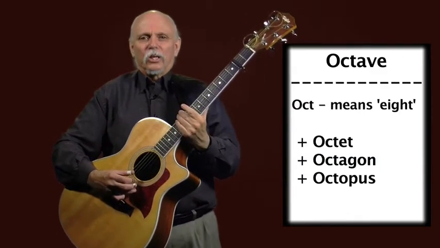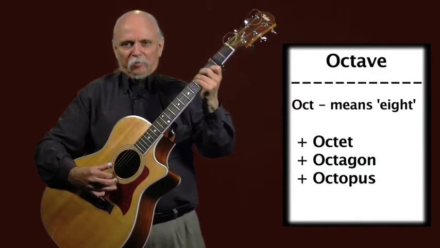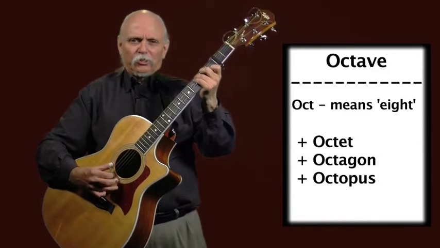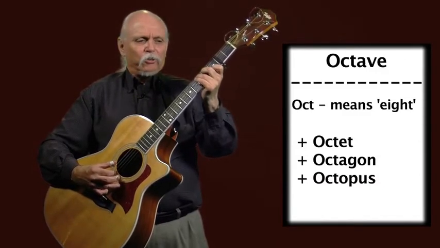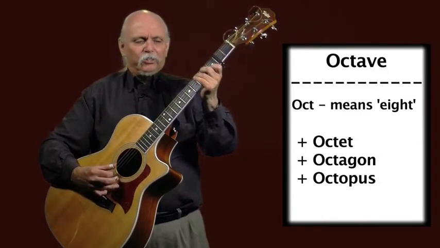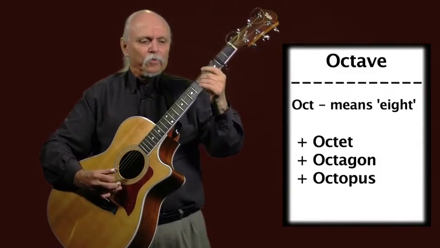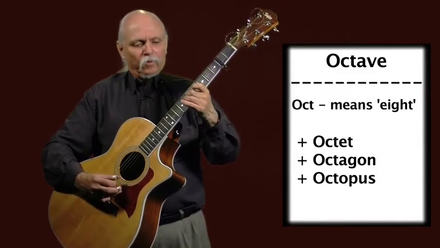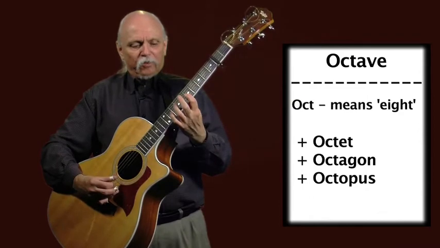Once you've gone through the scale from bottom to top, or vice versa, in other words, once you've traversed an octave, the scale starts all over again. Here it is in one octave, and here it is in the next octave.